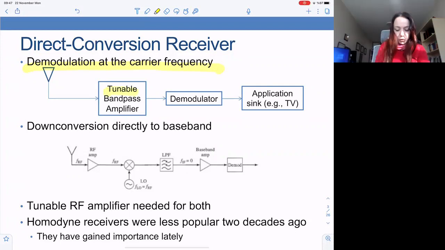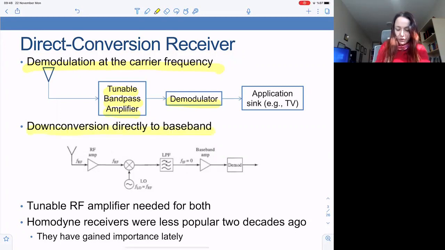First, you would have a tunable bandpass amplifier. Are you operating at 900 megahertz? You would tune it to 900 megahertz and then feed the output of this amplifier to a demodulator and then give it to the sink of the application, whatever it is. Is it a phone? Is it a TV? Now, there are various problems with this direct approach, and we will discuss these.